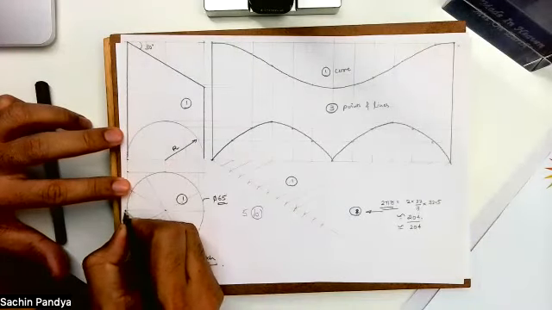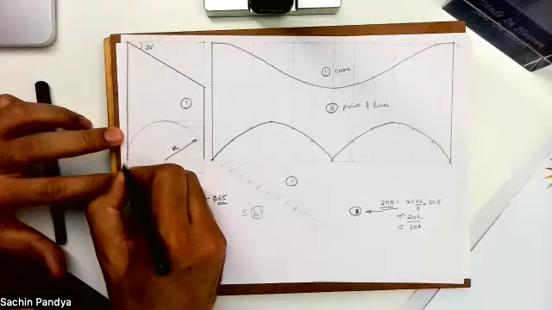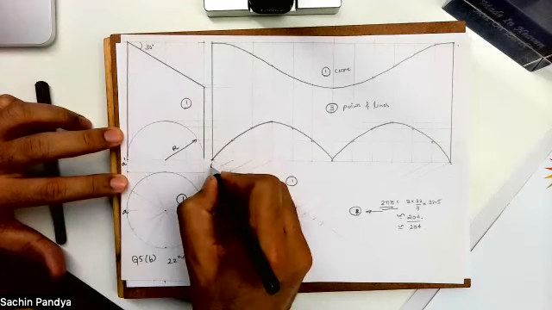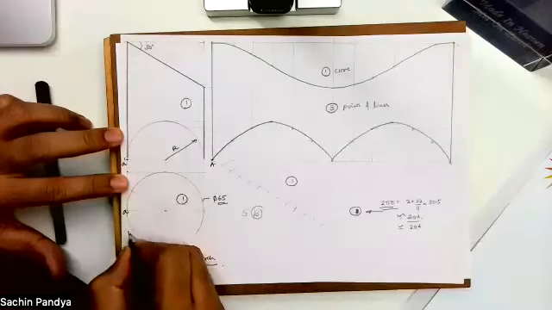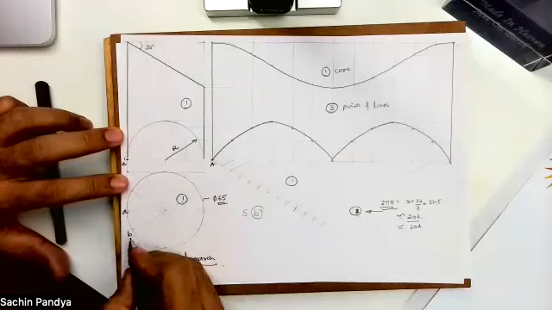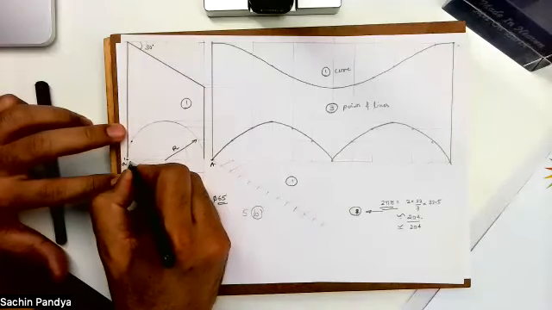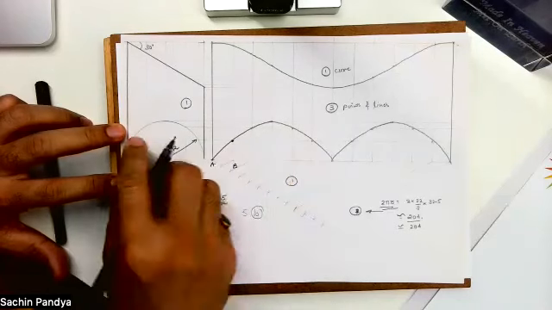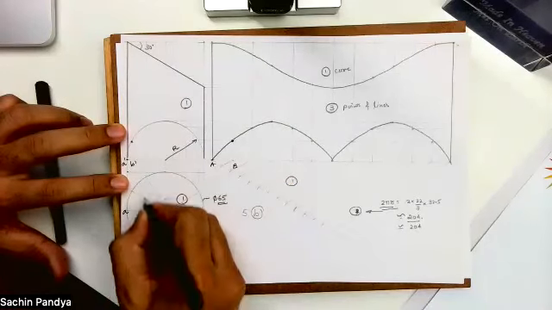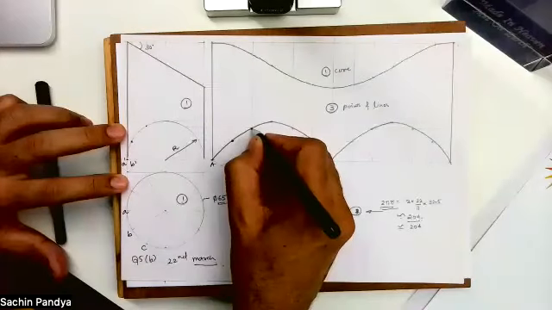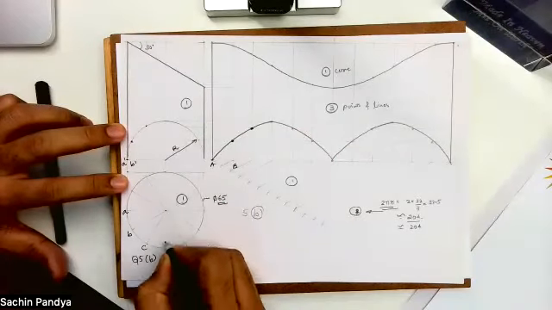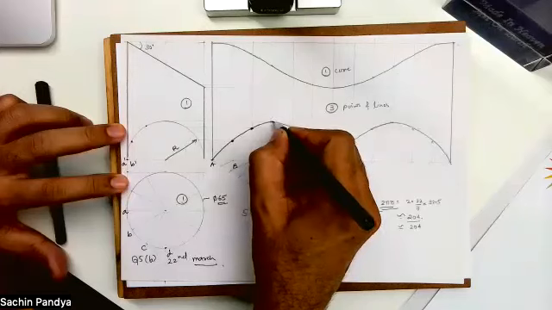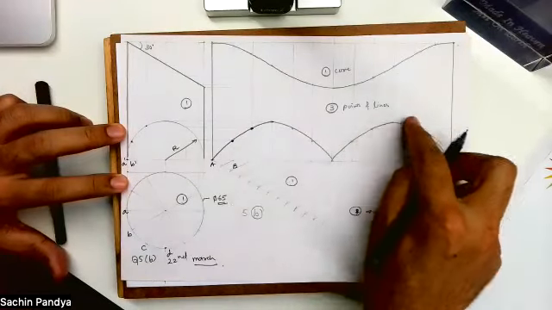Now let's take this line as A, right? This is A dash. This is A. So A will come here. This is B. So B is coming here, right? This is B dash. So this is B. So this point will come here. Same way C. C will come here. D. D will come here. So that way you'll get all these points.